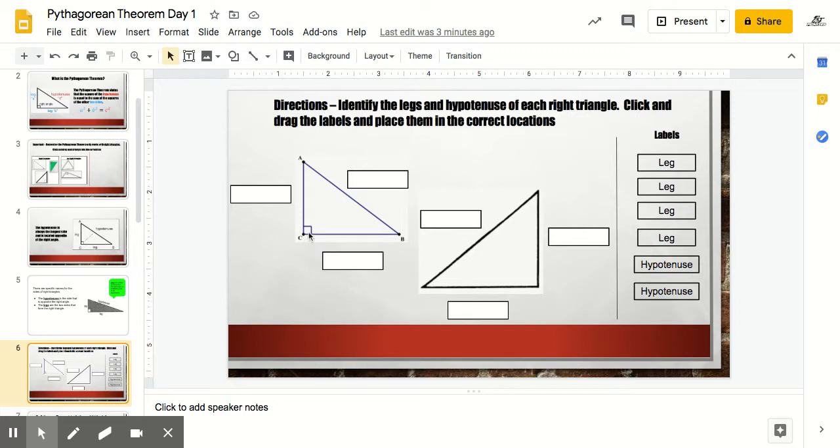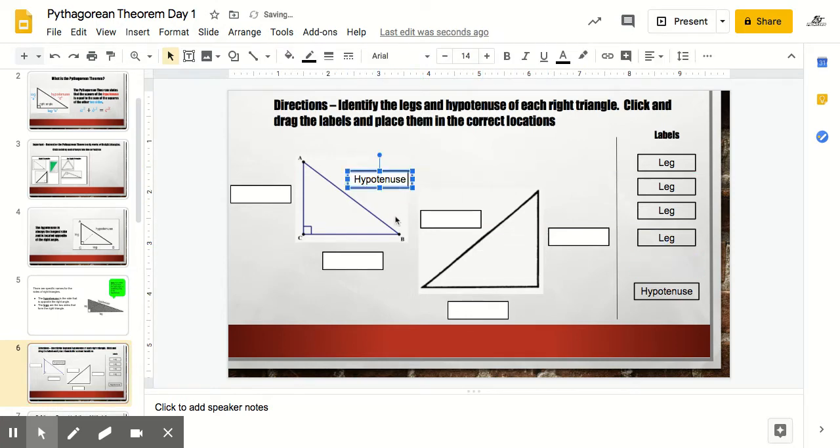Again, your hypotenuse is the longest side of the triangle and is also located directly opposite of the right angle. So here's my right angle. Remember, you can draw your little arrow. Whatever side that arrow is pointing to is going to be your hypotenuse. So this side right here is my hypotenuse. So I'm simply going to drag and drop this word hypotenuse right there.